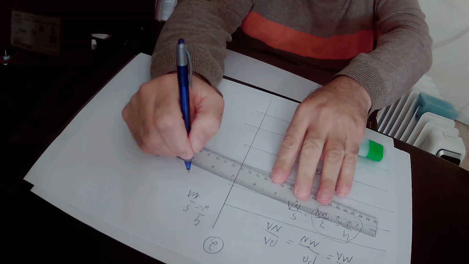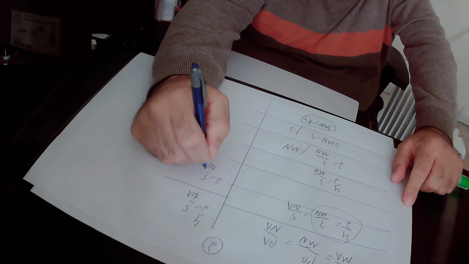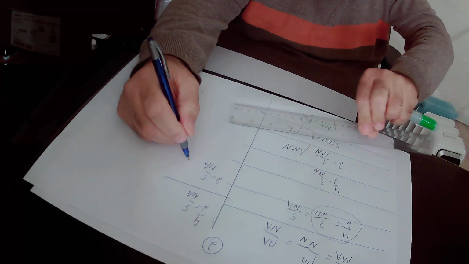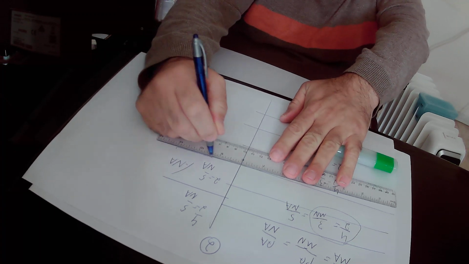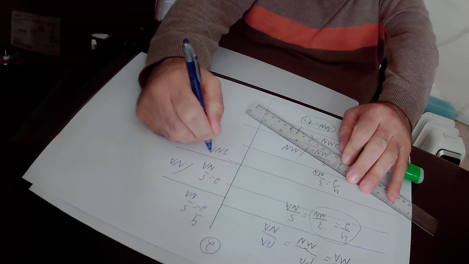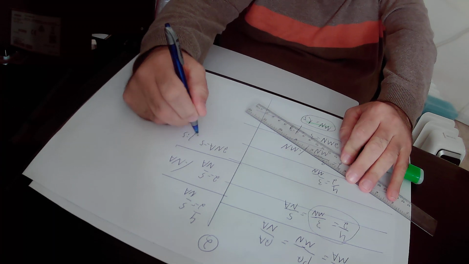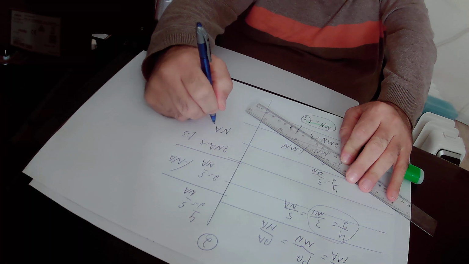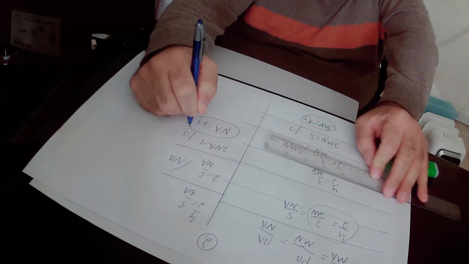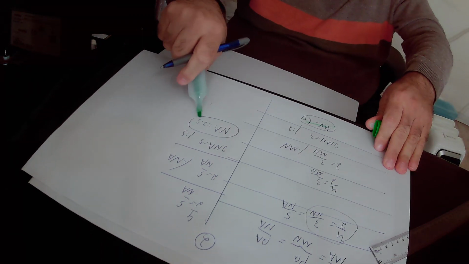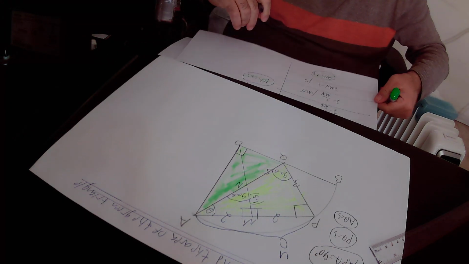So 4 over 2 is 2, so 2 equals 5 over NA. We multiply this equation by NA, and we get that 2 times NA equals 5. We'll divide this equation by 2, and finally we'll get that NA equals 5 over 2, that is 2.5 units. NA equals 2.5 units. So I write it down in the drawing that NA equals 2.5 units.